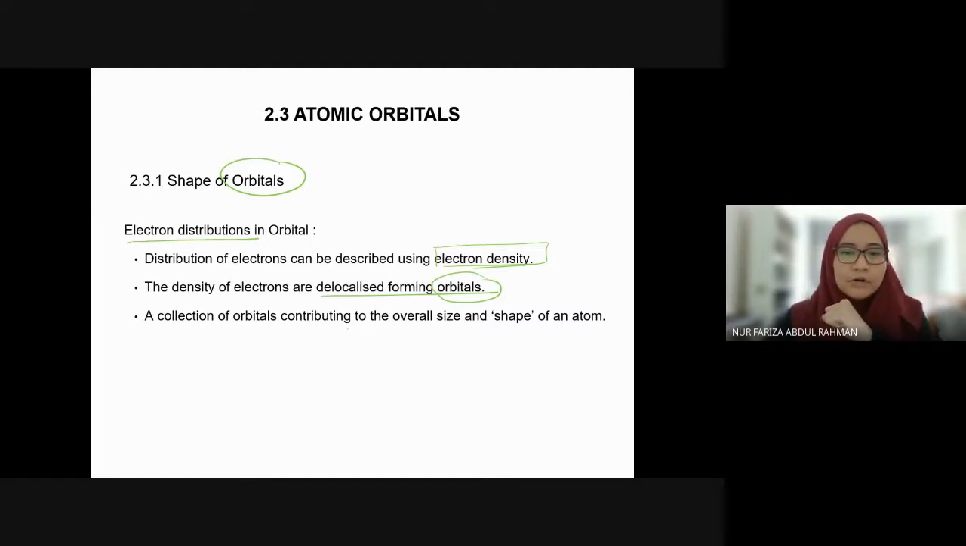So a collection of orbitals contributes to the overall size and shape of an atom. So imagine all the orbitals are combined. Okay, imagine we have an atom, for elements that have more than one electron. Imagine dia akan ada numbers of orbitals involved, for the electrons' orbitals. So a collection of orbitals contributes to the overall size and the shape of an atom. So imagine kalau S combine dengan P, combine dengan D, combine dengan F. So apa yang kita nampak? Okay, so it's more on the overall shape of the atoms.